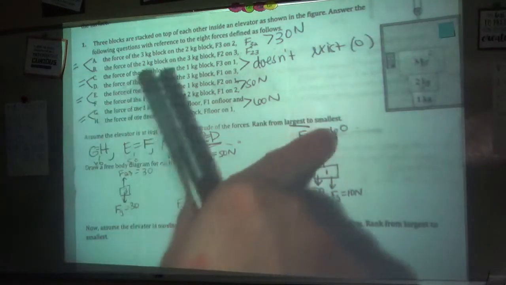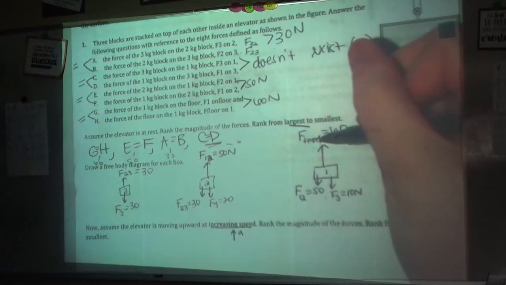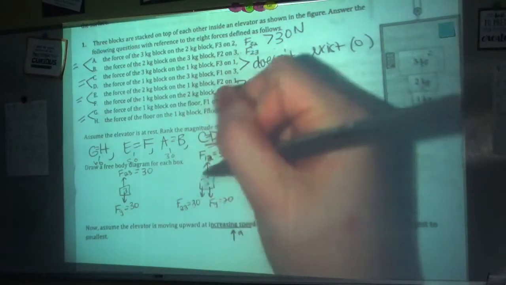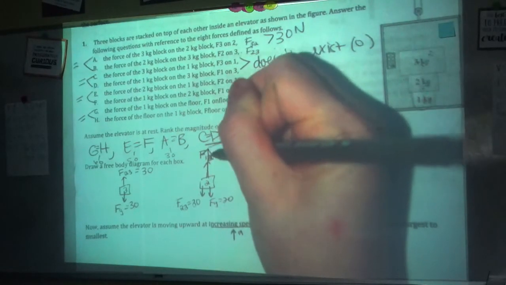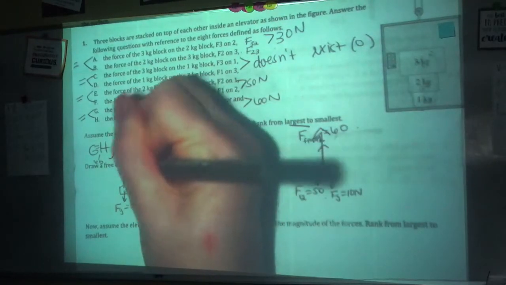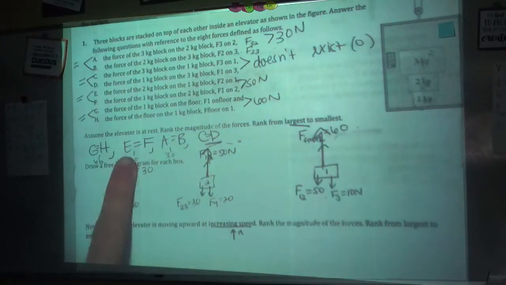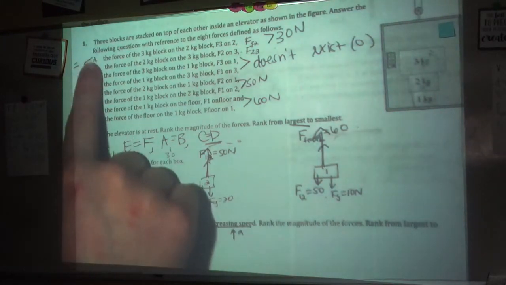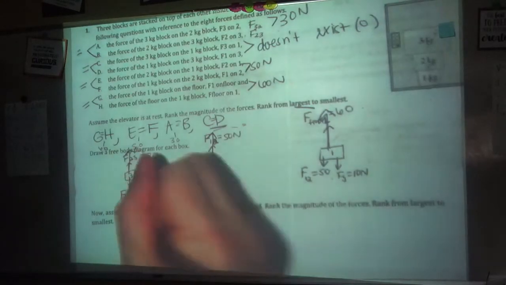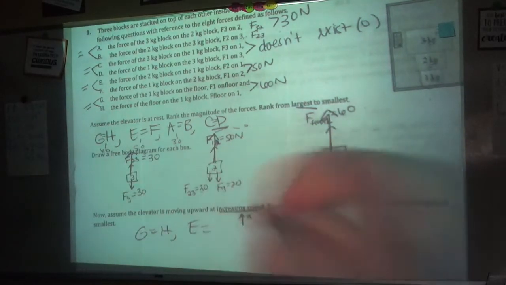Now, that means that this is not 60 anymore, right? The floor must be pushing up more than it was before. This is not 50 because this is still 50 down, but now it's accelerating up, so this has to be greater, and this has to be greater, and then this has to be greater right here. So the forces up have to be greater, but then each of these pairs still has to be equal, so it's actually going to end up being the same ranking. So it's not the exact same numbers as before, so it's not 60, 50, 40, etc.